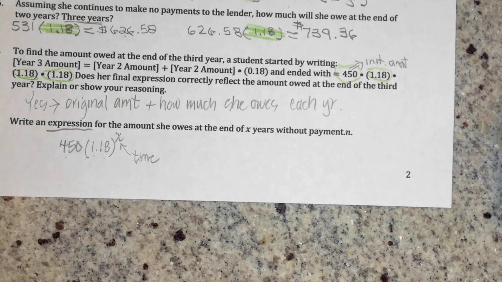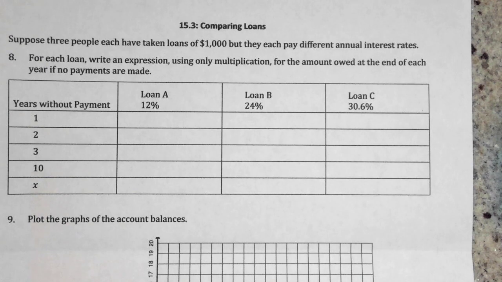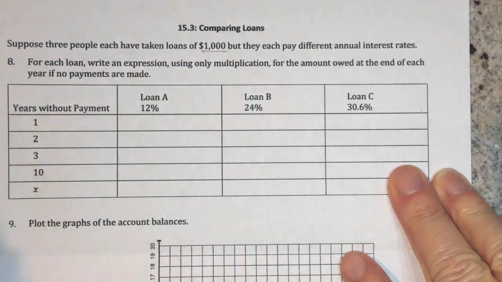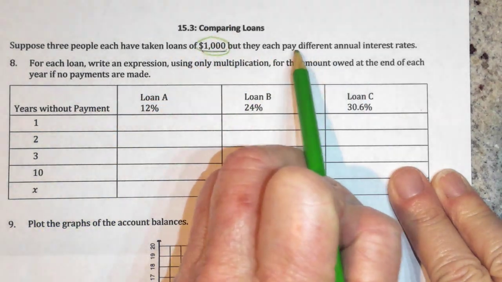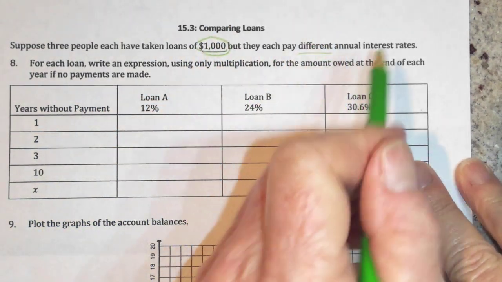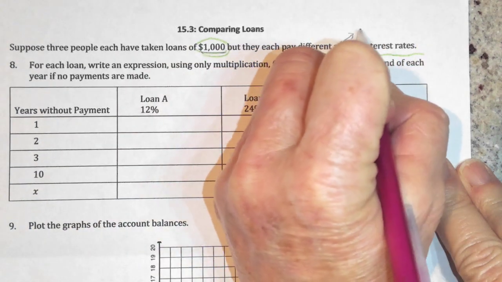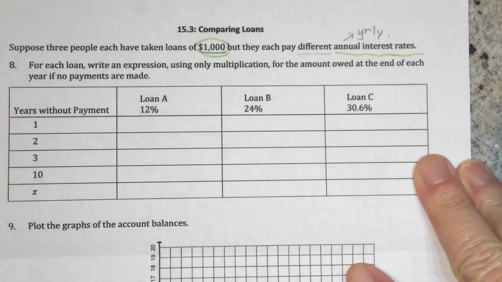So moving on to the next page. Now we're going to be looking at comparing loans. So comparing loans is we've got 3 people. They're all taking out $1,000 loans. And the thing that we're noting is they're all going to pay different annual interest rates. There's that word annual. Again, that means yearly. I'm going to abbreviate yearly.